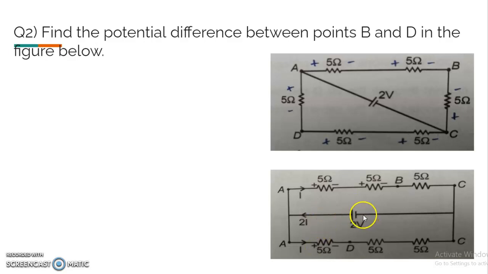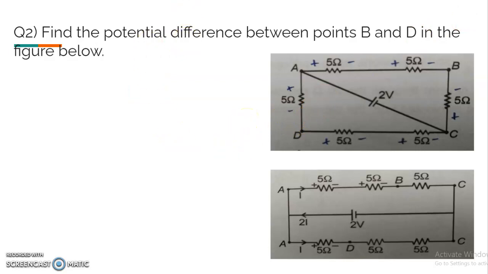Now, since there is a total of 2 volt entering each of these resistances, we are going to have it be 2V by 3. I hope you understand why 2V by 3, or 2 by 3 V, through each of the 5 ohm resistances. Because we are having 3 5 ohm resistances. So while the voltage is passing through each of these resistances, it will get split up to be 2 by 3 V. That's it.